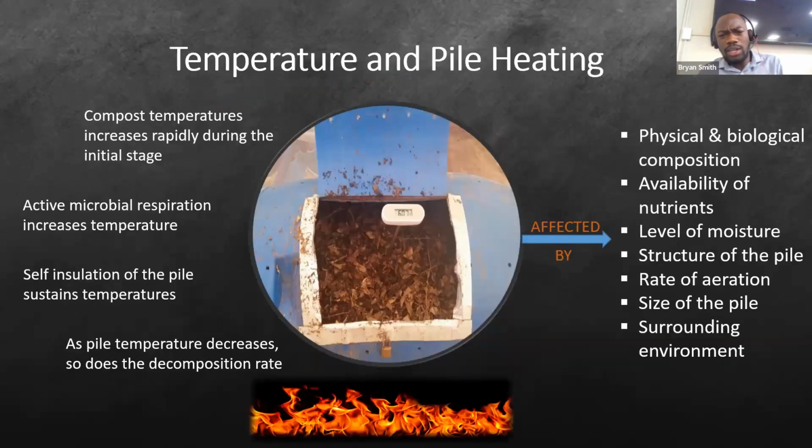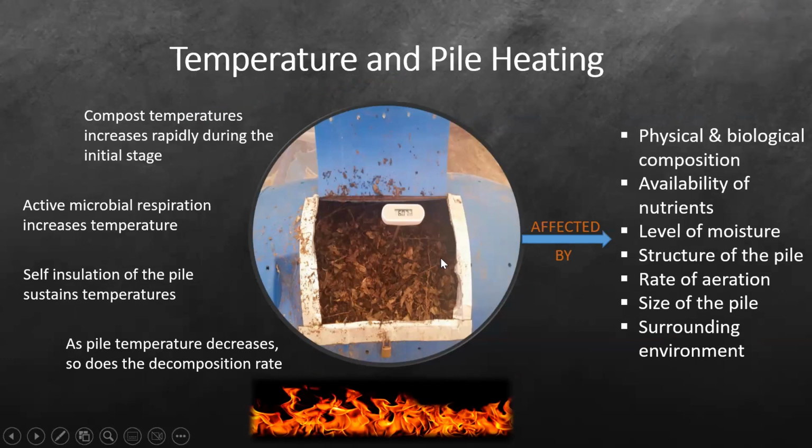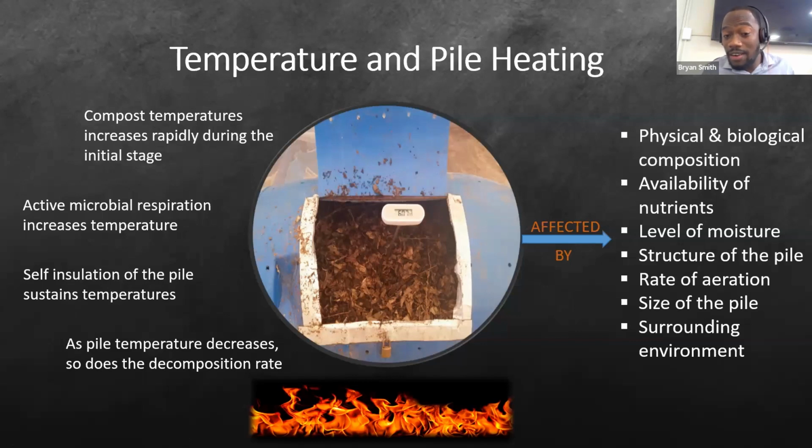And then another important component is temperature and pile heating. I'm sure you have heard that when we talk about hot composting, we say we're cooking the compost. And if you look here, we have a little in-vessel system, a little 55-gallon drum that you can turn without using a fork. And if you look at the long stem thermometer in there, you're seeing 60.7 degrees Celsius. And that means that the center of the pile is very hot.